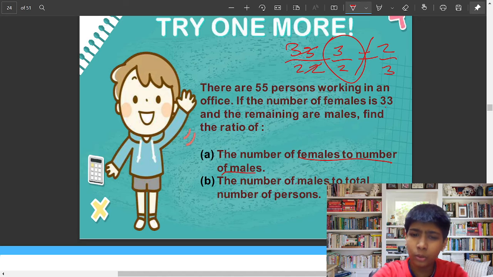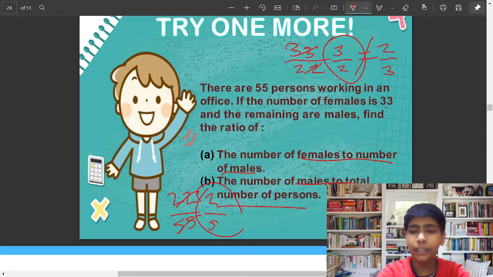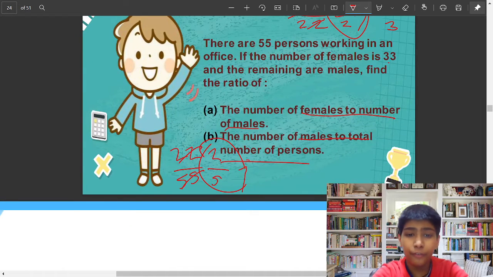Number of males to total number of persons. Number of males is 22 upon 55. So 2 upon 5. We will be dividing by 11. What if I write 5 by 2? It is not equal to that.